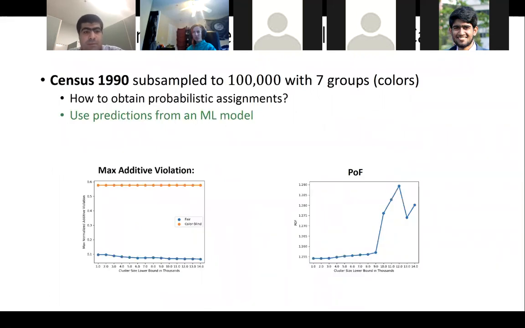All right, for the multicolor case, we use the census data set. We subsample it to 100,000 data points. We have 7 groups in this data set. In this case, we obtain the probabilistic assignments by training an ML model on a subset of that data set and making predictions using that ML model. Again, we can see that our violations are quite small and that the price of fairness is reasonable. Although larger, we get a price of fairness of around 20%, 30%.